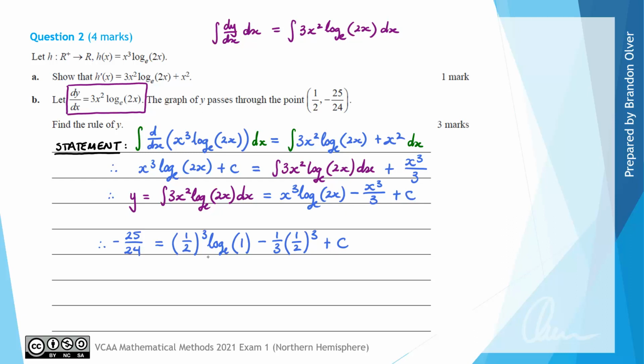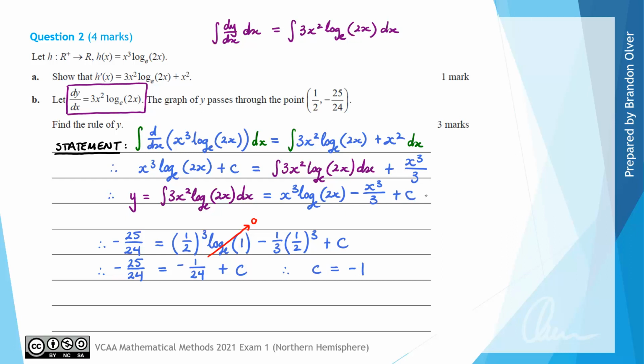Now log e of 1, that's actually 0. So therefore, this equation that we're solving is minus 25 on 24 is equal to, and then 1/2 cubed times 0 is just 0. So we end up with minus 1/3 times 1 on 8, which is minus 1 on 24 plus c. So next, if we add 1 on 24 to both sides of that equation, we actually get c is equal to minus 24 on 24, which is just negative 1.